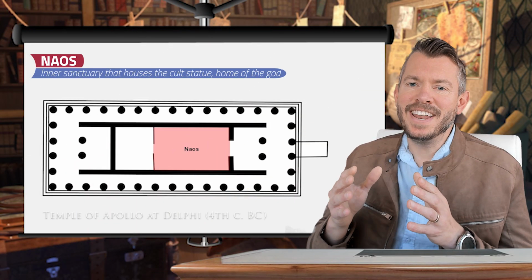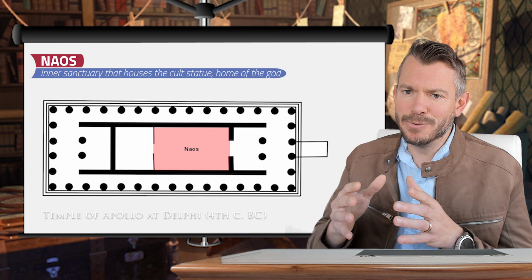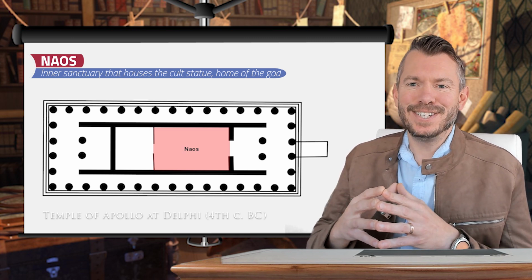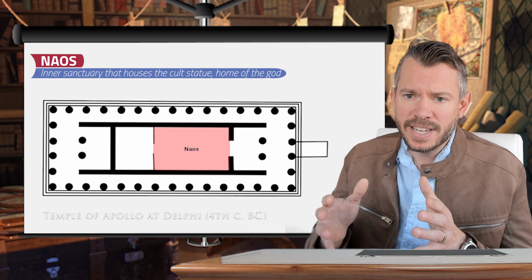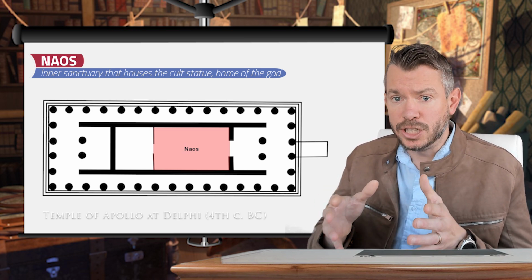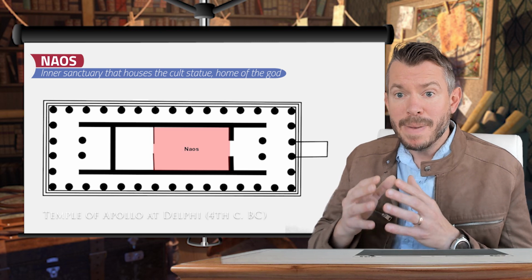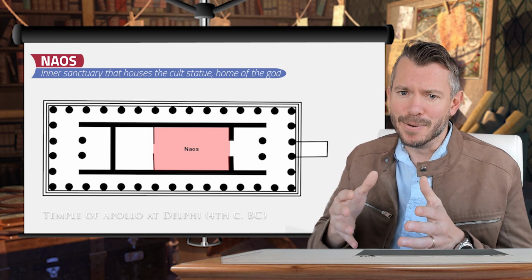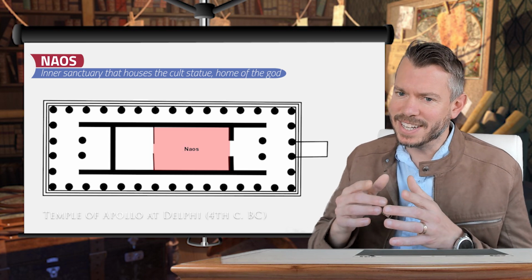Next up, we have the naos, aka the sanctuary, or like I call it, the main event. The naos is sometimes called in Latin the cella, and this is the heart of the temple. This is where the cult statue of the god or goddess resided, making it the holiest part of the structure. You can think of it like the VIP room, accessible only to priests and a select few of the wealthy aristocratic individuals.